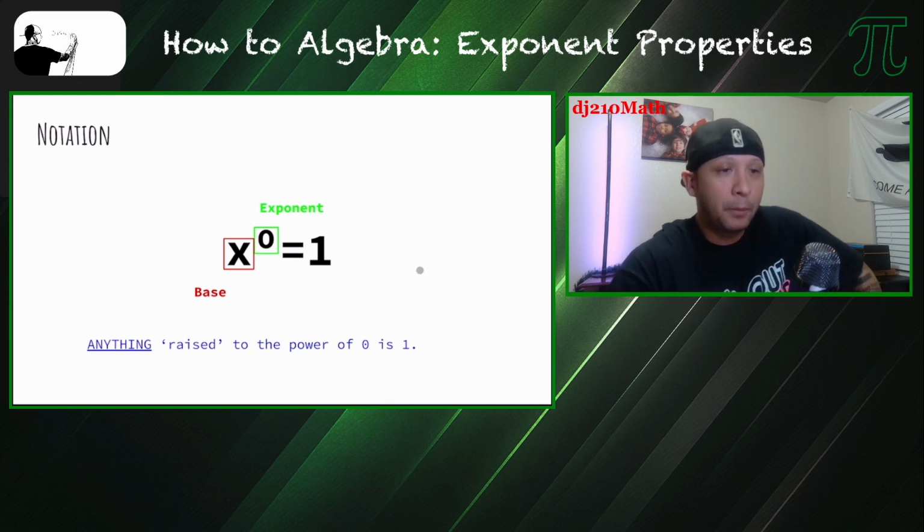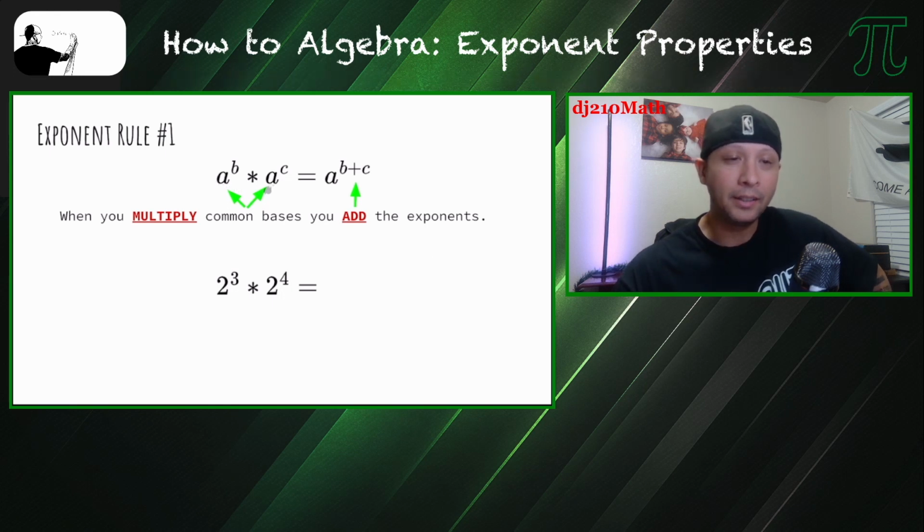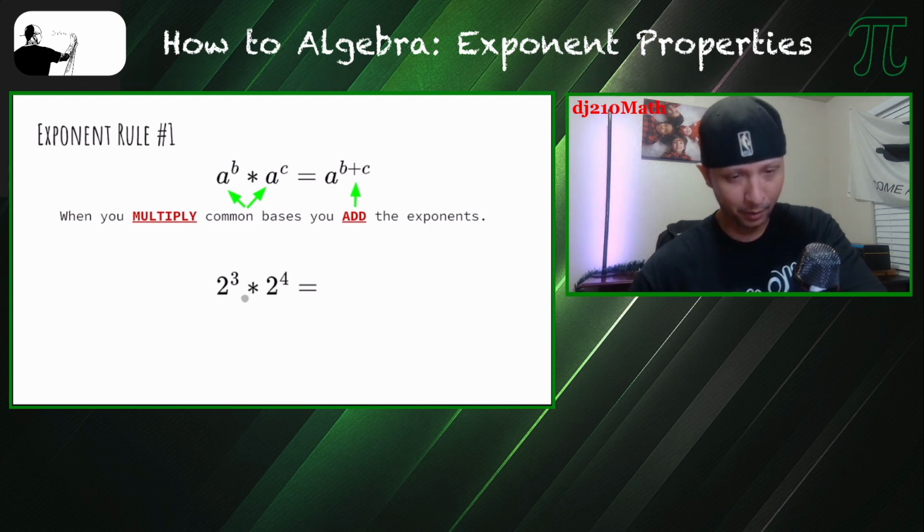All right, so the first exponent rule that we're going to look at is when we're multiplying common bases. Common bases is when the base of the two things that we're multiplying are the same. We're going to add the exponents. So here in the example, we have 2 to the power of 3 times 2 to the power of 4. Again, the bases are the same, so we're going to add the exponents. So 3 plus 4, 7. Too easy, right?